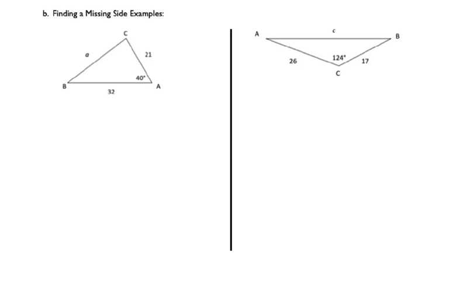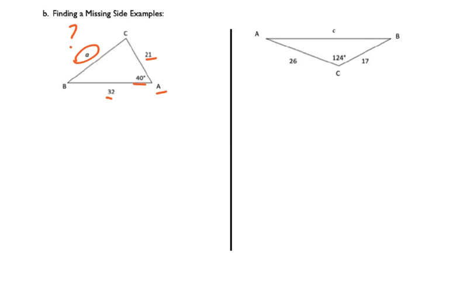Finding a missing side examples. So if we're trying to find a missing side, here are two examples. When I look at my two triangles, let's focus on the left side first. What information do we know? Well, we know that side length B is 21, and side length C is 32, because they're across from their letters. And I know that angle A is 40 degrees, but I don't know what side length A is. And that's what I want to solve for.